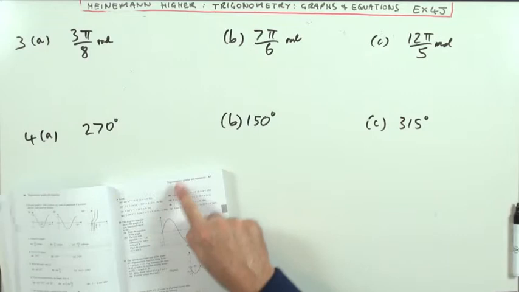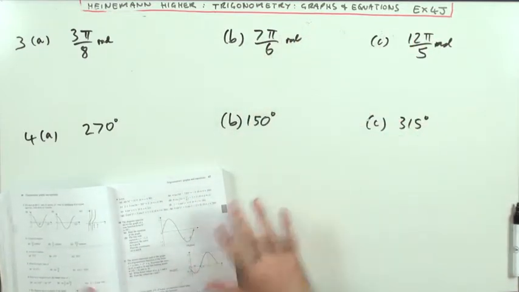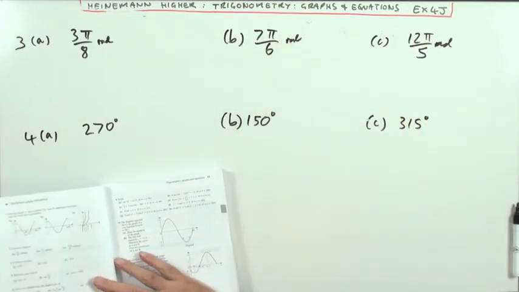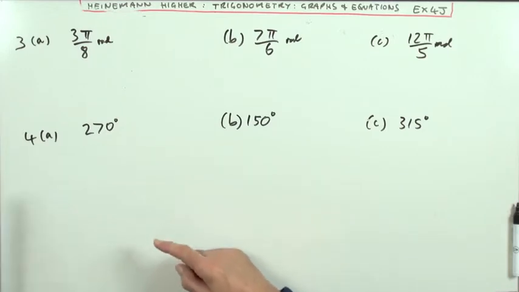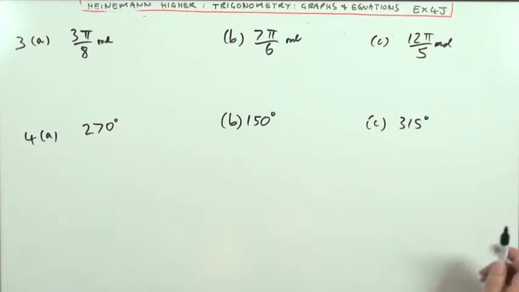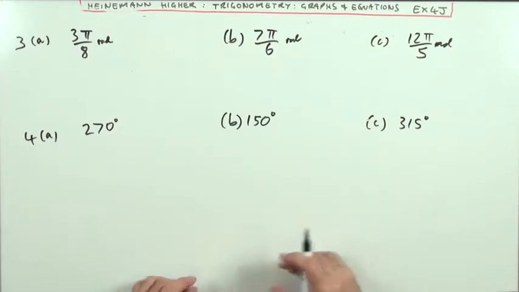Heinemann Higher, Chapter 4, Trigonometry, Graphs and Equations, Exercise 4J, mixed questions at the end, questions 3 and 4 together, changing between radians and degrees, or changing units.